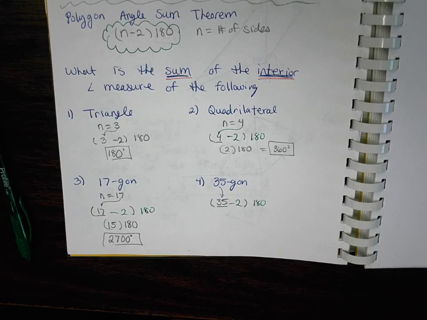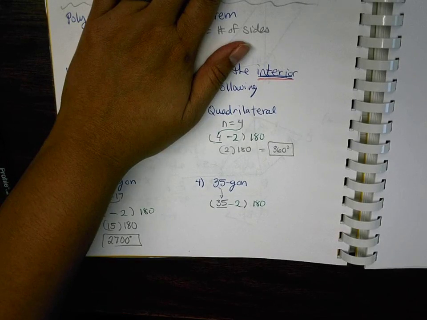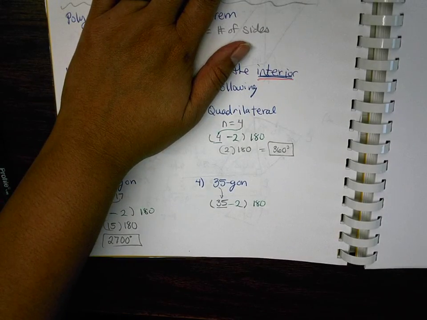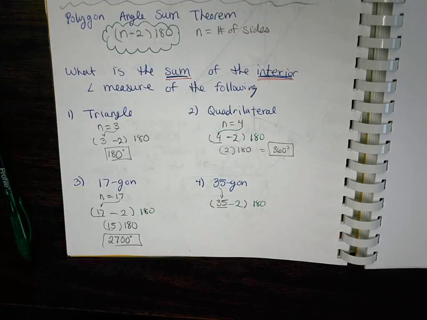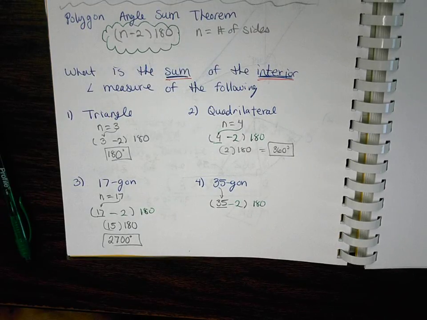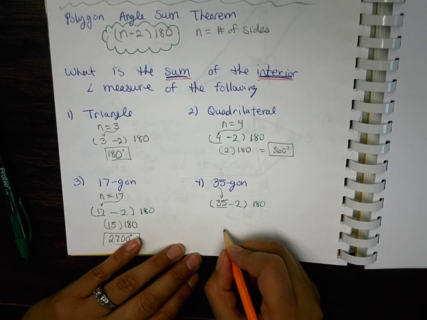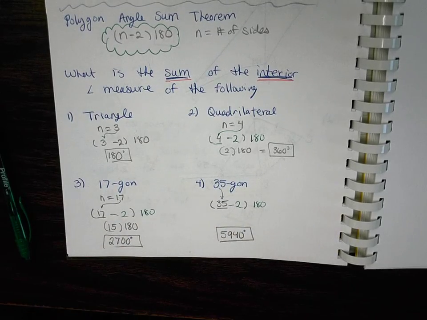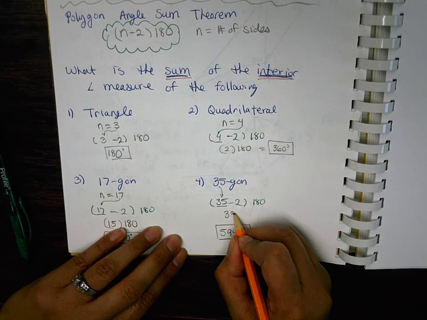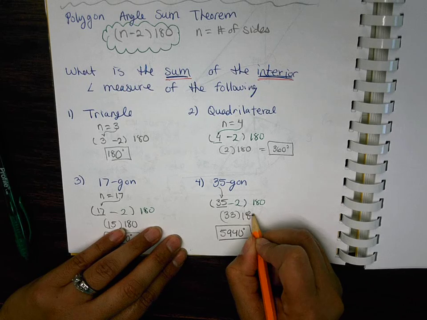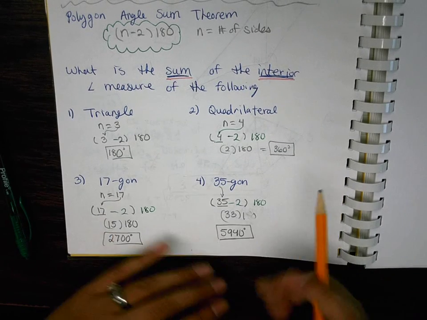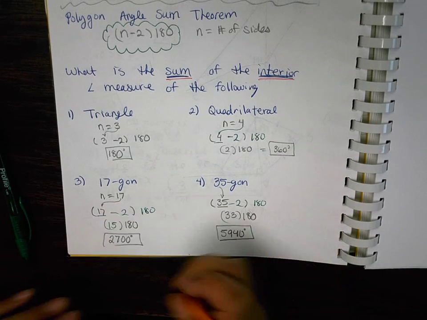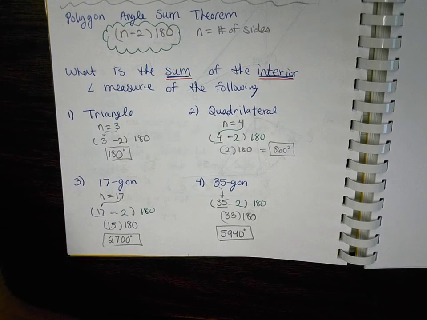35. Does anybody feel like if I covered this up and you didn't look at your notes, you can still tell me the formula back? Yeah. It's n minus 2, in parentheses, times 180. Good job. What did you guys get here? 5,940. All right. Because 35 take away 2 is 33. And you do 33 times 180. Questions? We've mastered this piece.